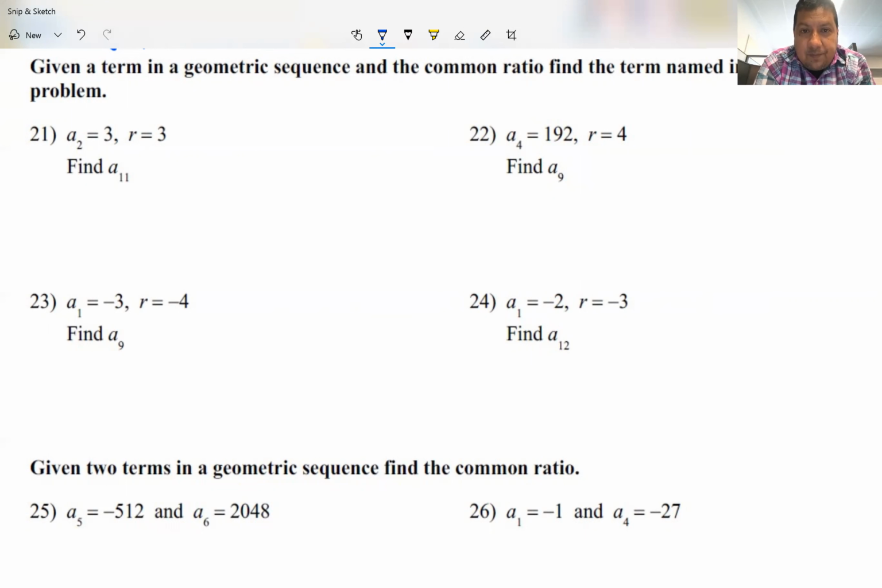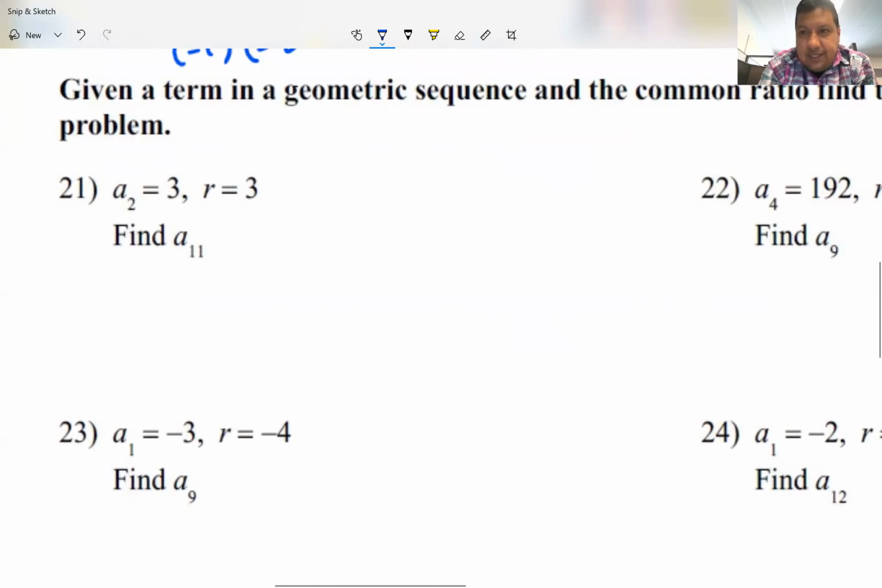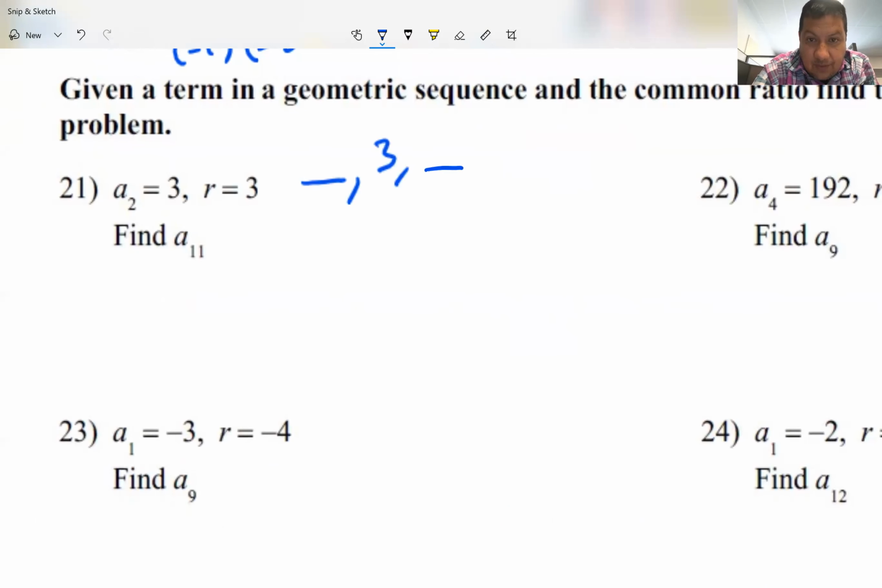Now, we're going to find, given a term in a geometric sequence and the common ratio, the term named in the problem. So we already have the ratio. All right. So I'm not going to give you a list anymore. And I'm not going to always give you the first number. In this case, I'm giving you the second number. The second number on the list is 3. So that means there was a number, then we have 3, and then we continue on and on and on. My ratio is 3.